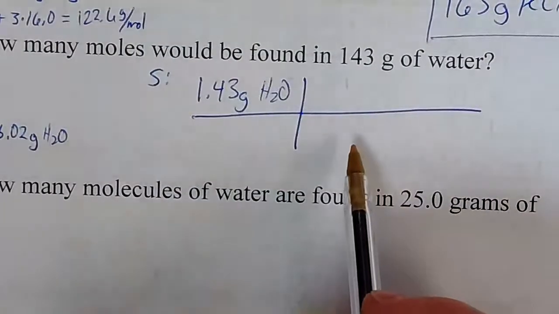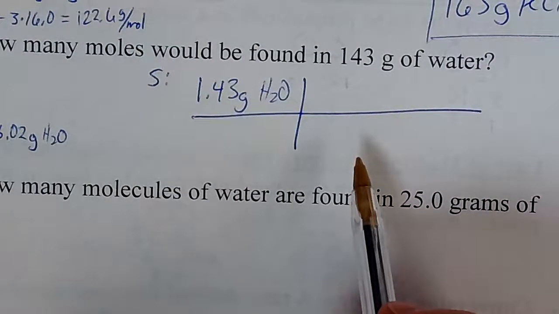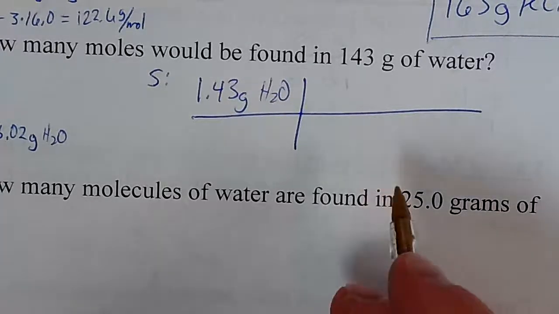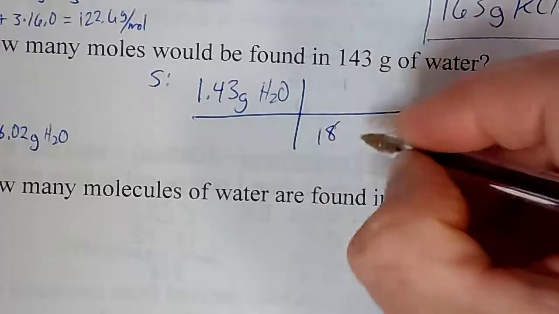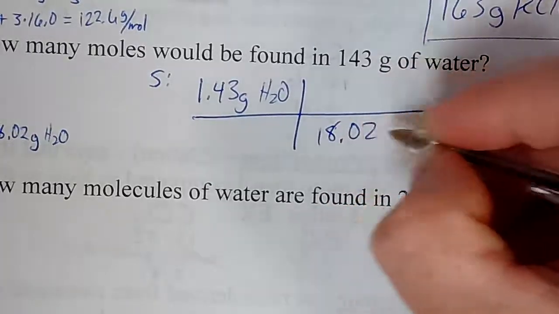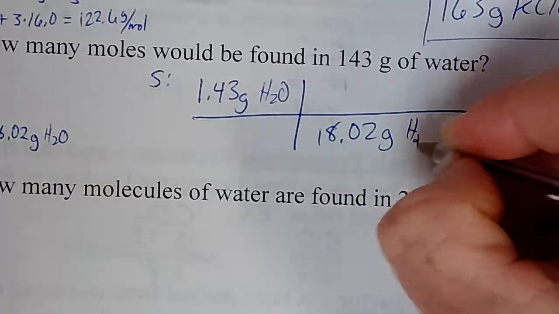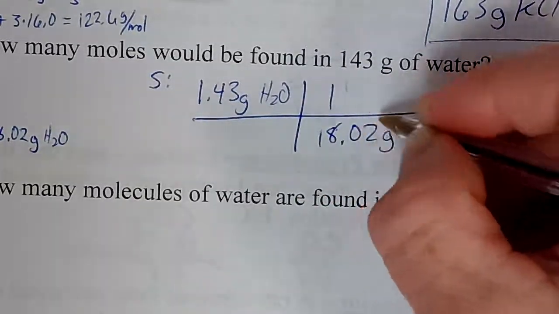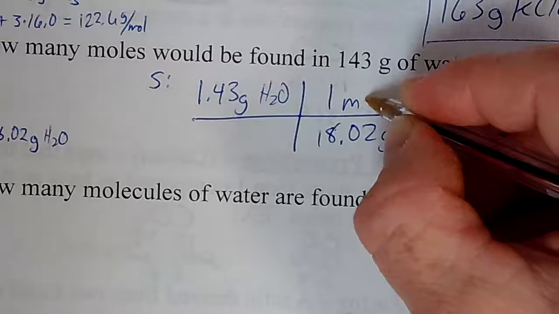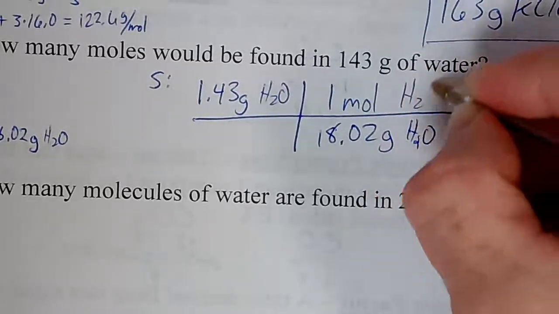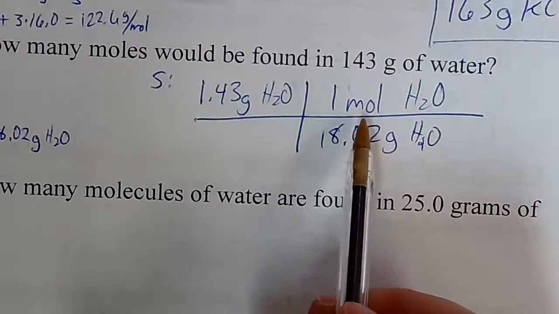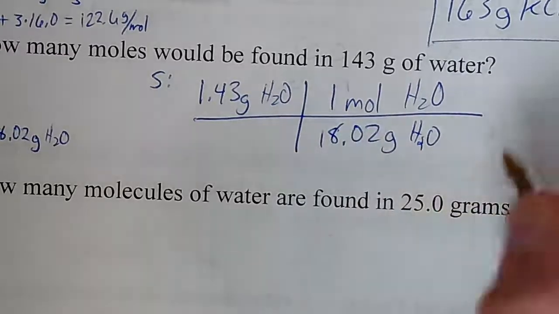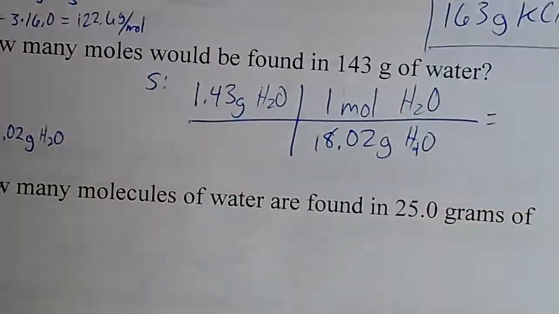What goes on the bottom of the conversion? Is it the 1 mole of water or the 18 grams of water? 18 grams of water, and then whatever goes on the top must be equal to the 18 grams of water, so that's going to be the 1 mole of water. By the way, one acceptable way to shorten mole is to do MOL instead of MOLE. It'll save you 1 letter.